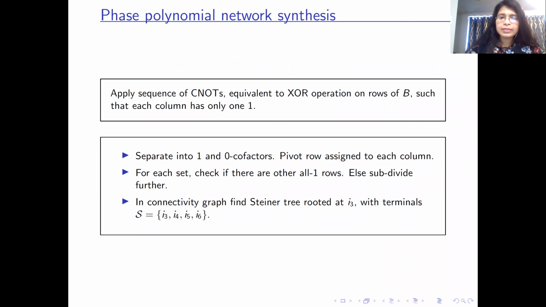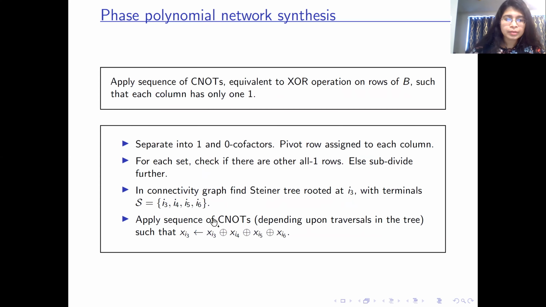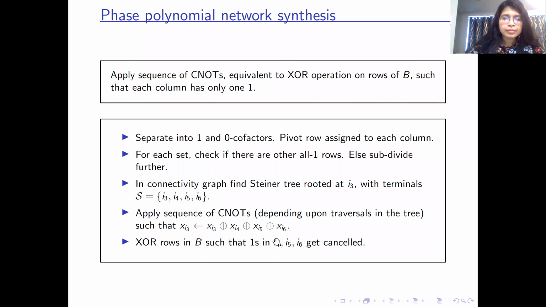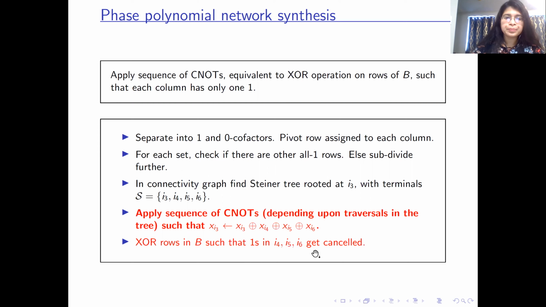Now, given the connectivity graph, in that graph, we find a Steiner tree rooted at I3, the pivot row, with terminals I3, I4, I5, I6. Then we apply a sequence of CNOTs depending upon traversals in the tree such that the parity at I3 is the XOR of the parities at these nodes, xI3, xI4, xI5, xI6. And we sort the rows in V such that the ones in these rows, I4, I5, I6, get cancelled.